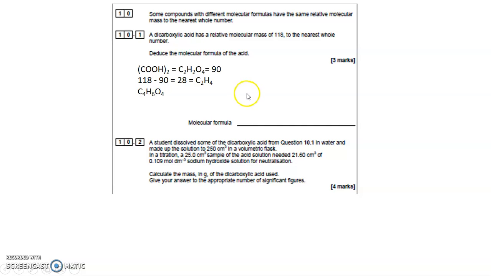It's got CH2, CH2, COOH. It's got two carboxylic acid groups and it's got four carbons in total. So its molecular formula is C4H6O4.